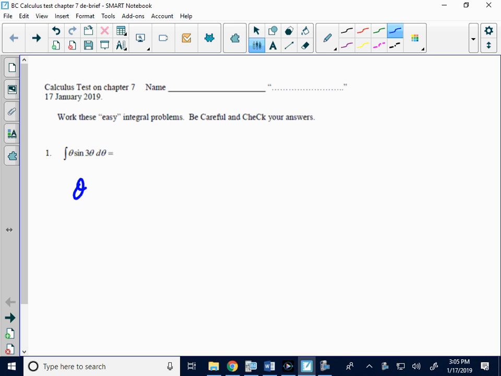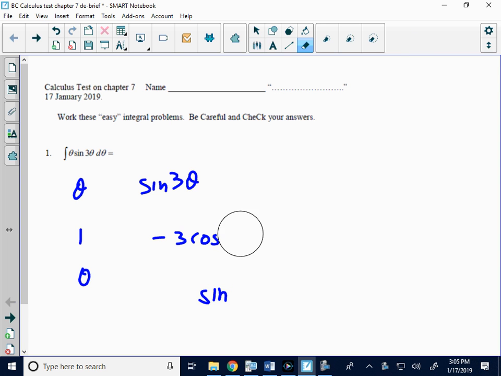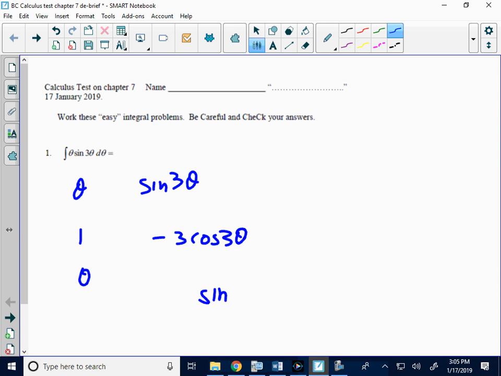Theta, the derivative, and the derivative. Sine of 3 theta. The antiderivative, now remember the antiderivative of sine is a negative cosine. Angle stays the same, need a 3 in there. And the antiderivative of cosine is a sine. Oops, 3 theta. Angle stays the same. So this is going to be -9. Here's your plus minus.